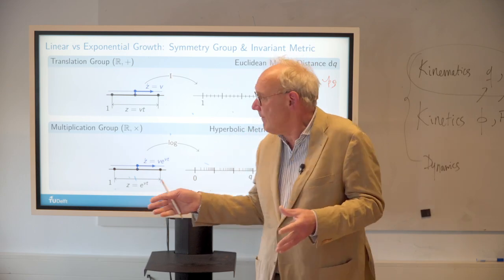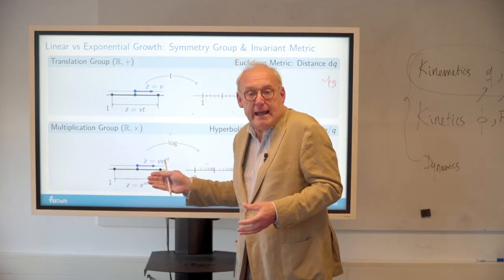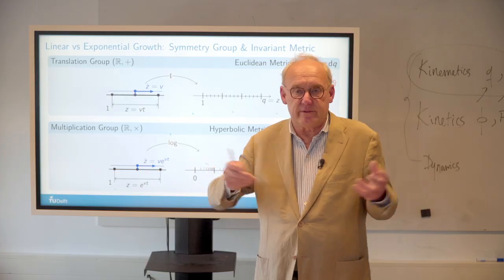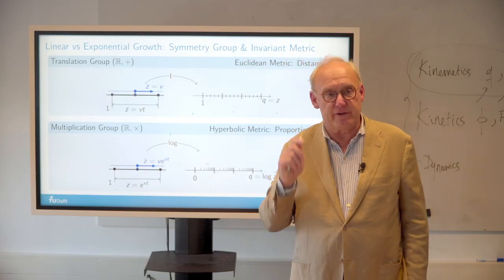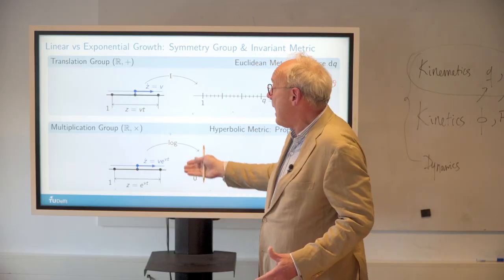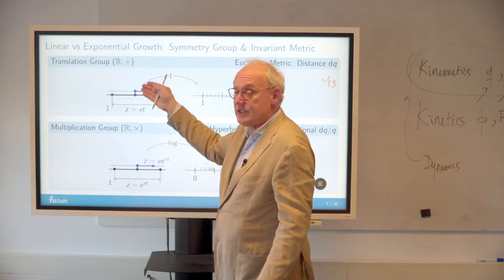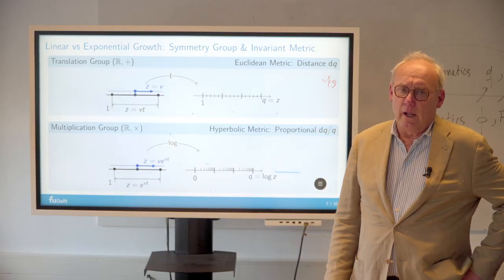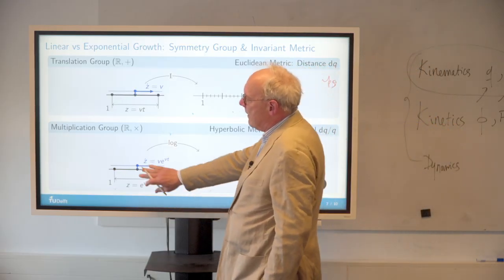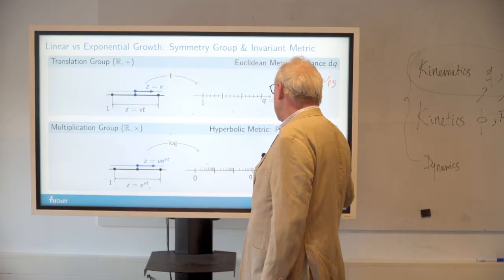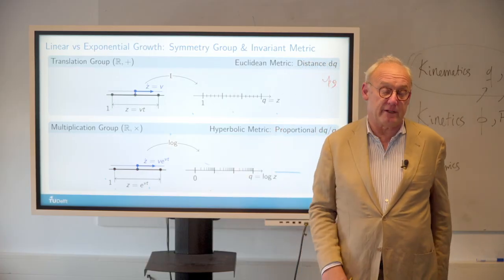This is a population, or a count, growing exponentially, or your economy is growing. But what happened? How all of a sudden is this exponential, when here it was linear? What happened is you're using another group, and you have another metric that is left invariant.